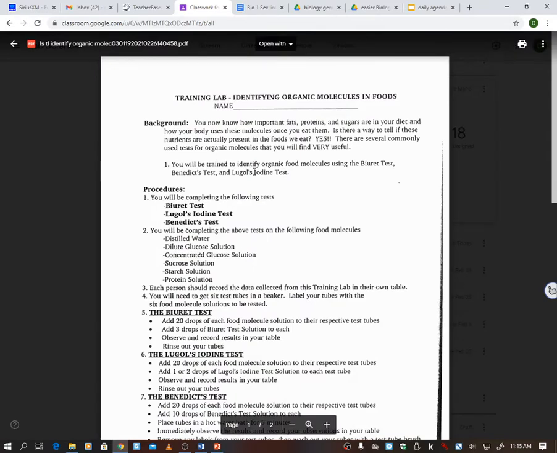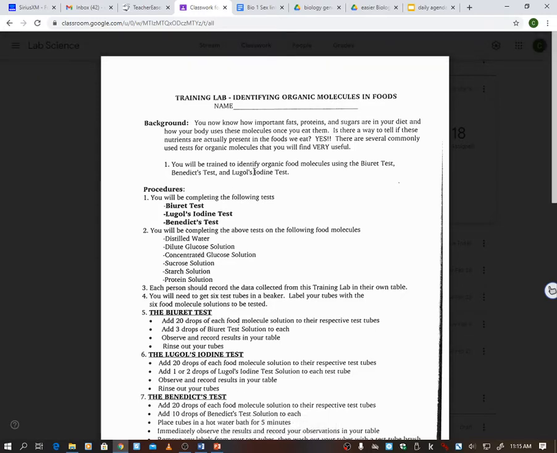So today's training lab is going to be identifying organic molecules in food. We've been doing digestive system chemistry, so knowing our digestive system. Now we're going to look at the foods we put into our bodies. How do we know if it's going to be a carb, a lipid, a protein, something like that?